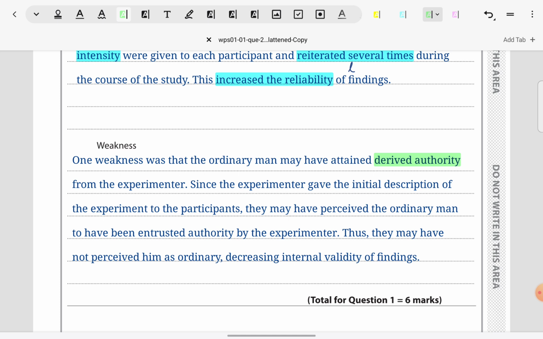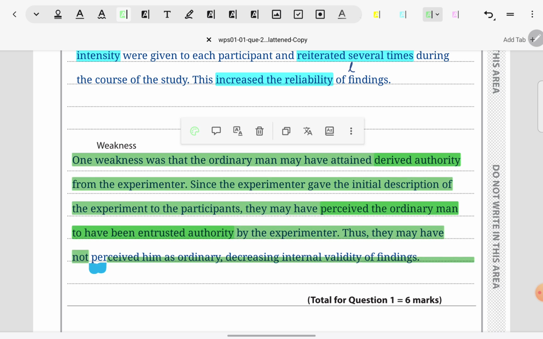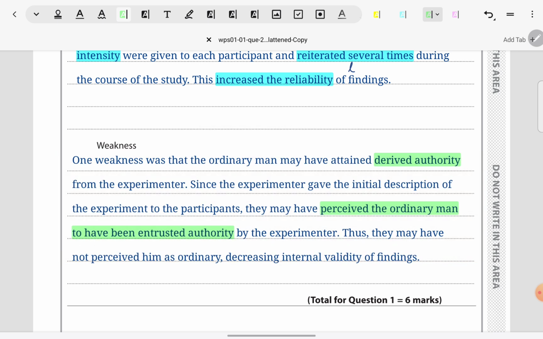So in this process, what participants might have interpreted is that he had legitimate power which he had derived from the experimenter, because it was after all the experimenter who handed over the responsibility to him, and so they may not have perceived him as ordinary. So the assumption we make of what is going on in participants' minds, that they are assuming he is an ordinary person, might not necessarily be the case. At least some of them might still be looking at him as an authority figure.